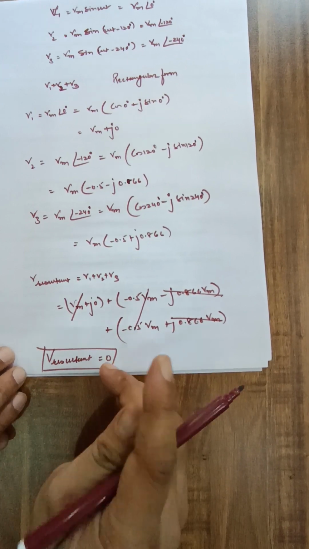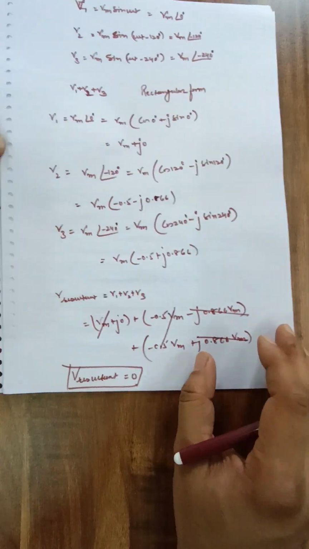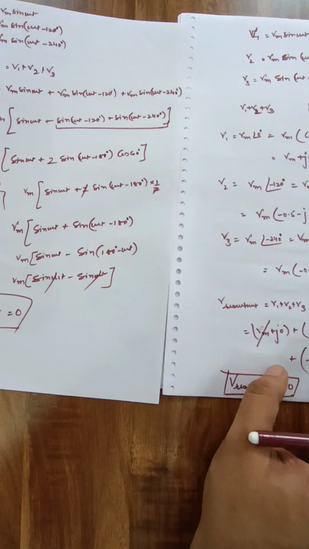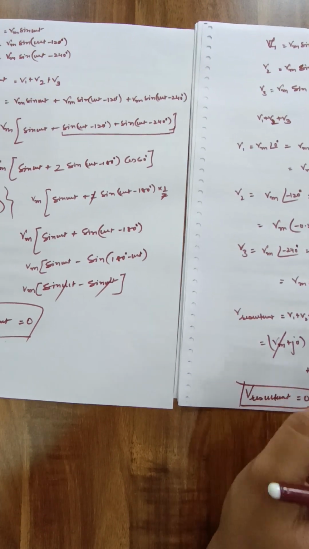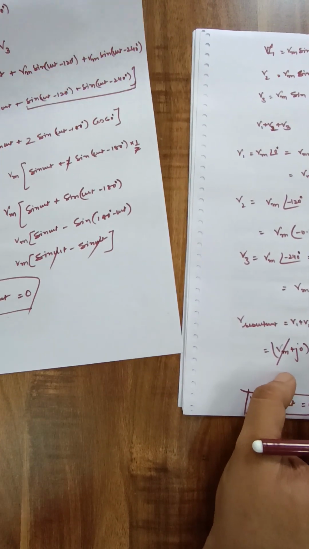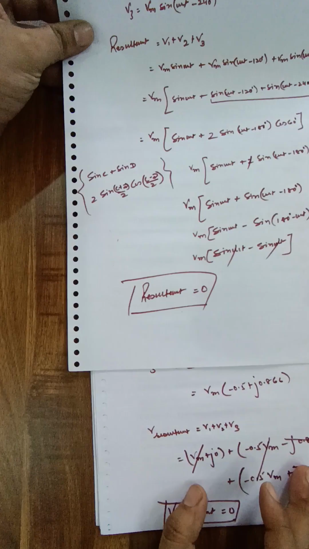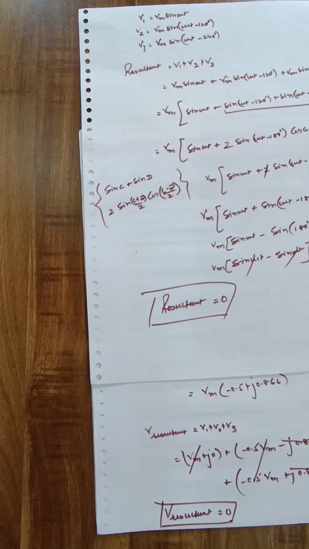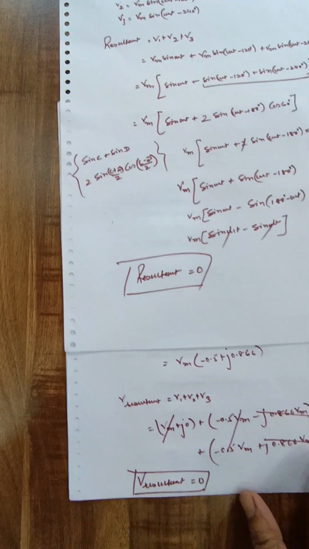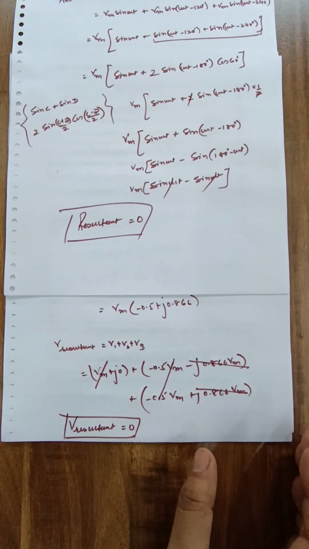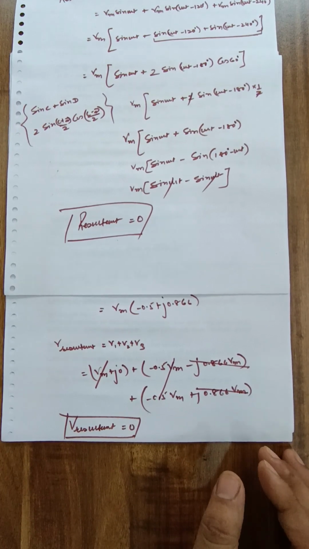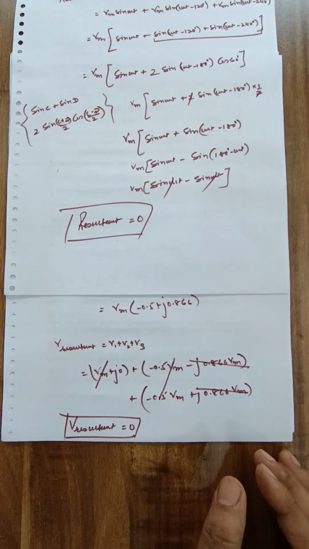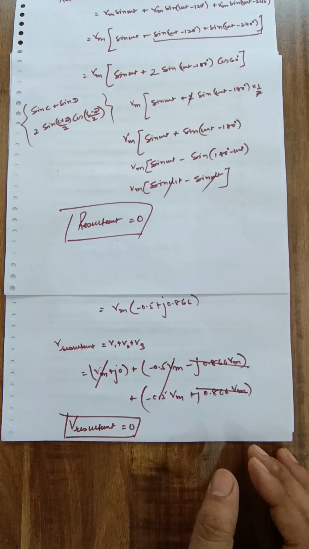So we have calculated the resultant voltage by polar form and by this method also. So here we can say that the reason for selecting 120 degree phase displacement between the three phases is because the system will remain balanced at each and every instant. Therefore we have chosen the phase angle between three phases as 120 degree.